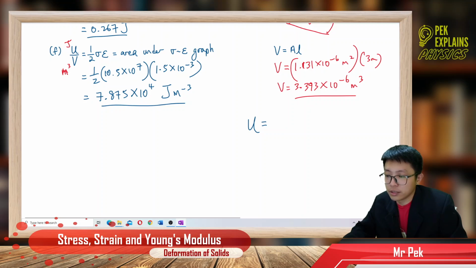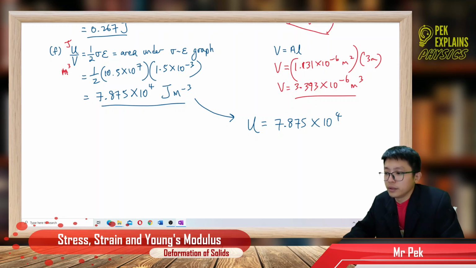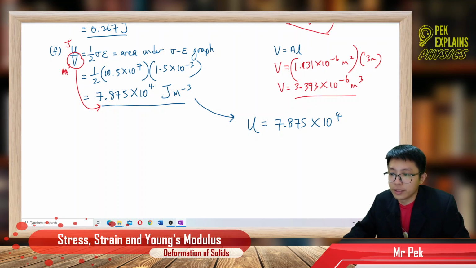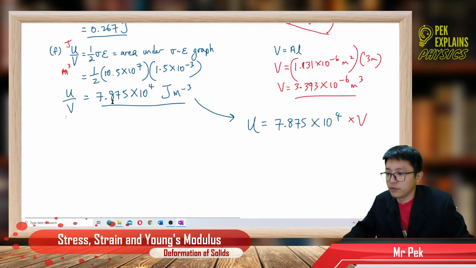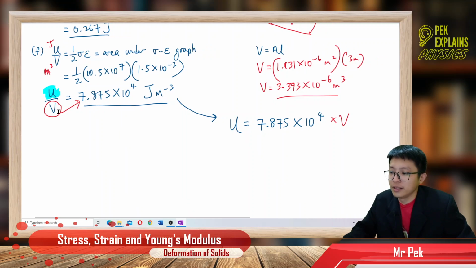My strain energy is, from here, 7.875 exponent 4, and you multiply by V. Because this whole thing is strain energy per unit volume, to find the strain energy you just multiply the volume to the top.